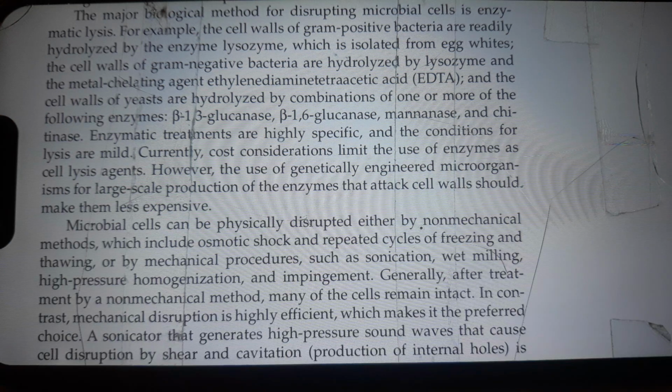Enzymatic treatments are highly specific, and the conditions for lysis are mild. Currently, cost considerations limit the use of enzymes as cell lysis agents. However, the use of genetically engineered microorganisms for large-scale production of the enzymes that attack cell walls should make them less expensive.